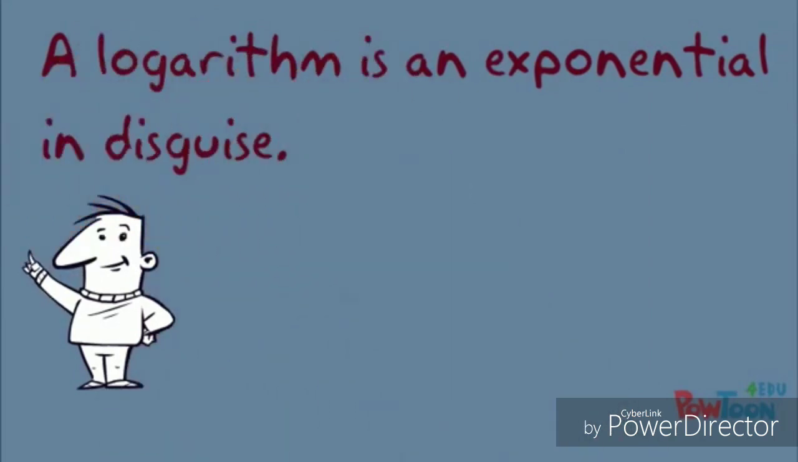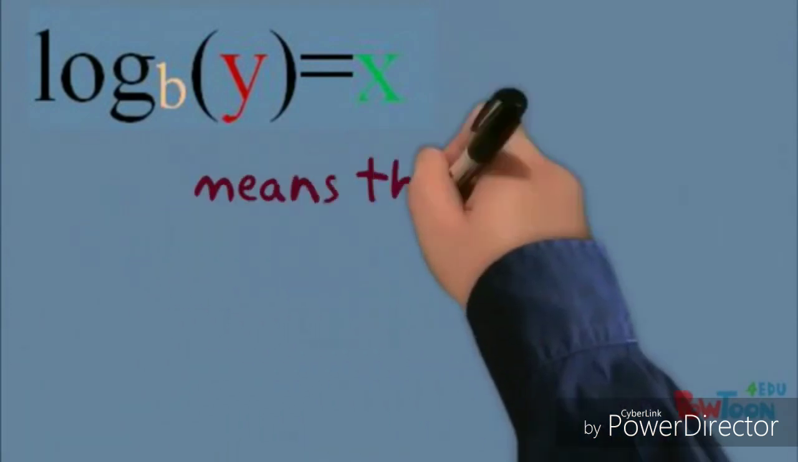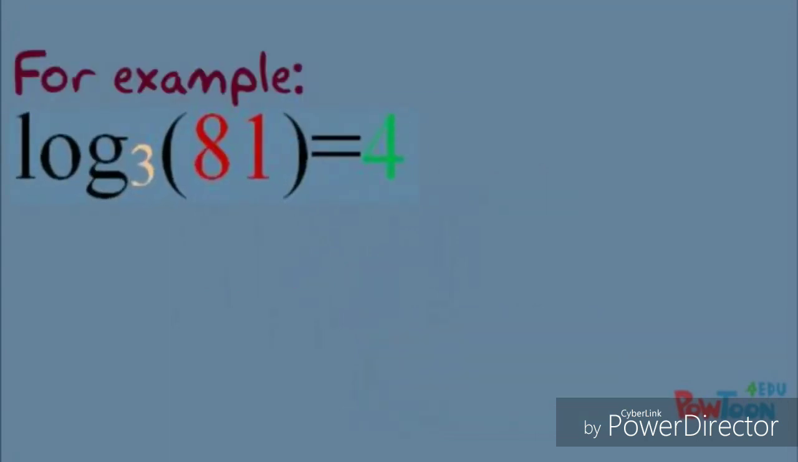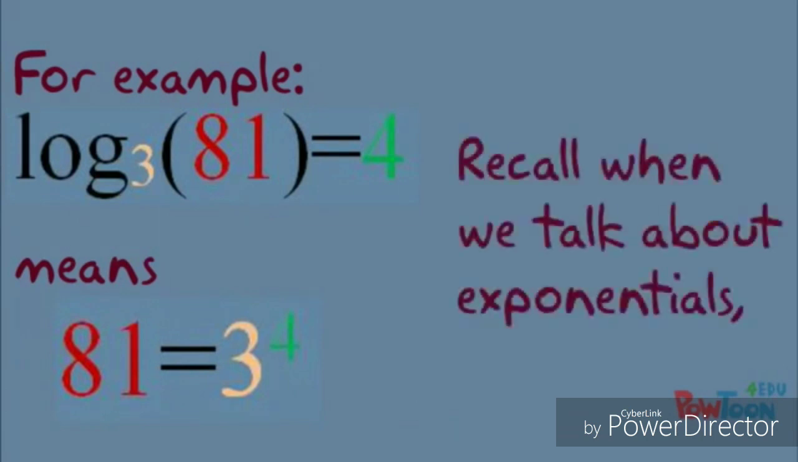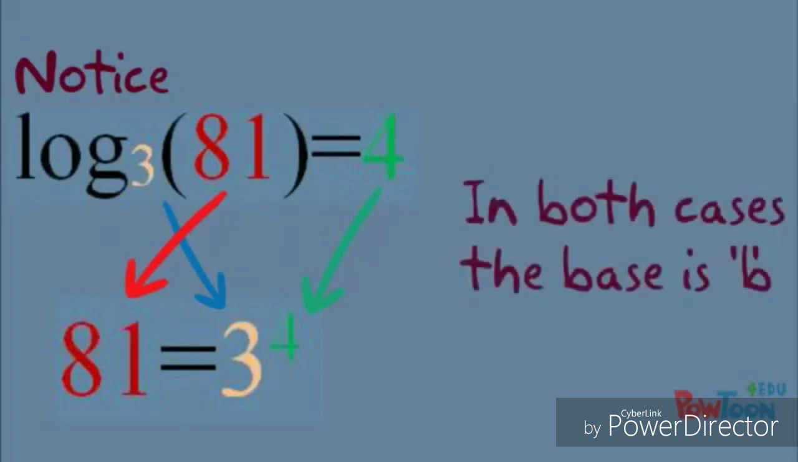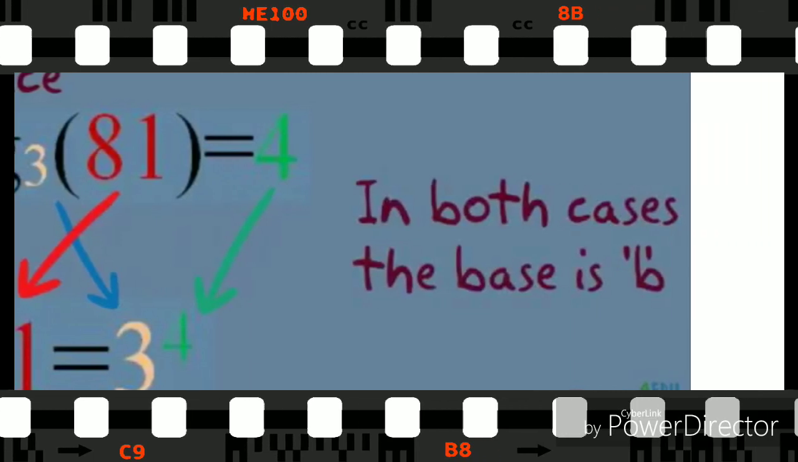How are they related? Let's say log base b of y is equal to x means the same thing as y is equal to b raised to x. For example, we have log base 3 of 81 is equal to 4, means 81 is equal to 3 raised to 4. Recall when we talk about exponentials, b is greater than 0 and b should not be equal to 1. Notice how the numbers 3, 4, and 81 are placed from logarithmic to exponential function. In both cases, the base is b.